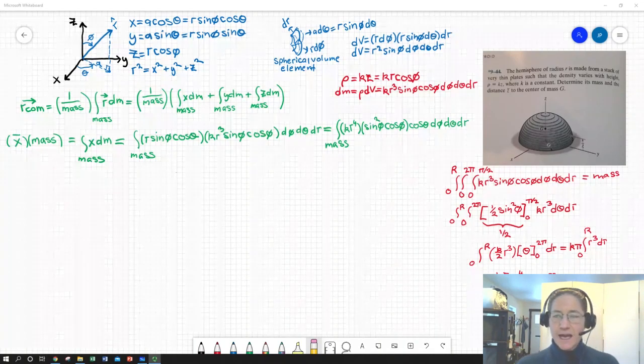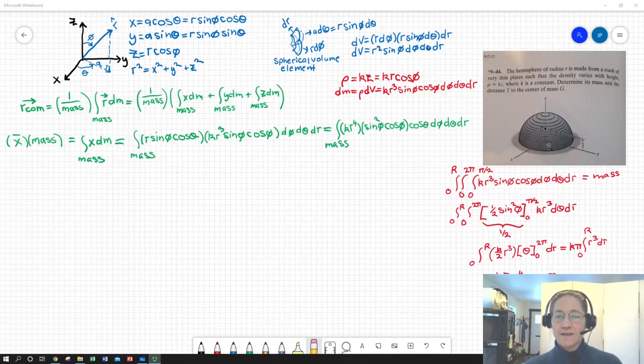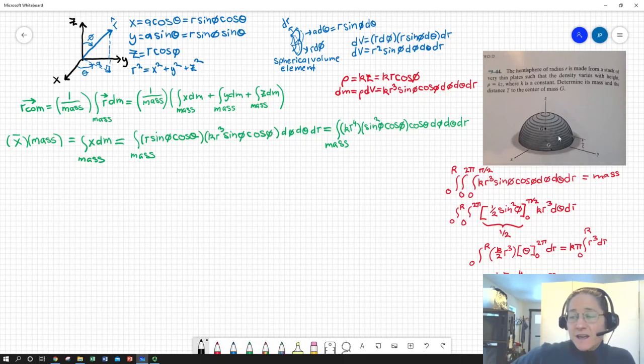Welcome, engineering statics students. This is a semi-live problem solving dealing with centroid and center of mass, namely center of mass for this problem. And we'll start with a little review of the problem setup. This is excerpted from the Hibbeler 14th edition of Engineering Statics.